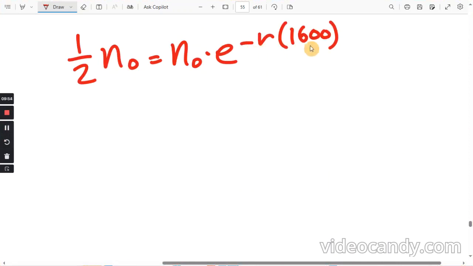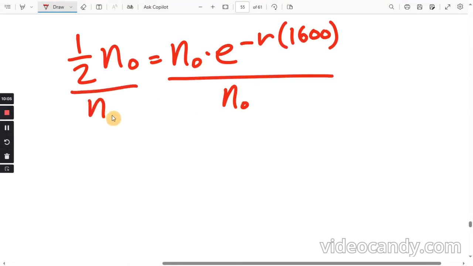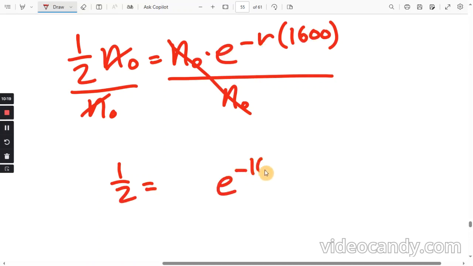All right, we want to isolate this exponent. This N sub 0 is in the way, but we have it on both sides. So the opposite of times N sub 0 is divided by N sub 0. It cancels on the right, and it also cancels on the left. We're left with 1/2, and that equals e to the negative 1,600R.